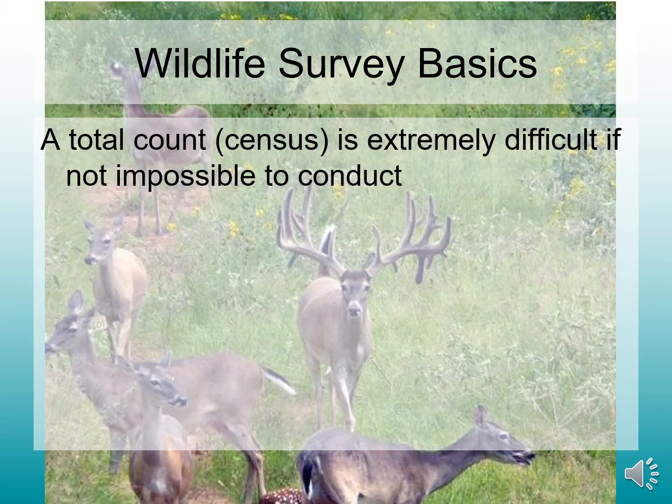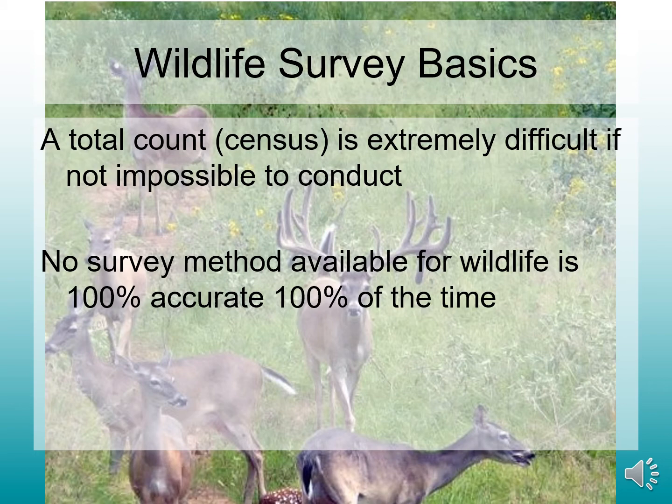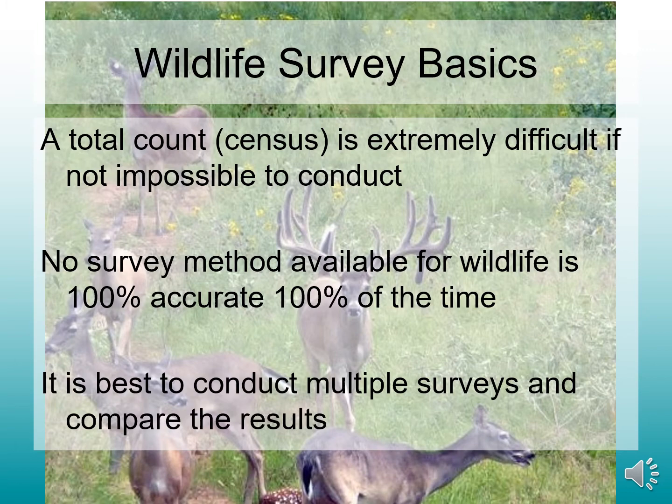A total count or census is extremely difficult, if not impossible, to conduct for most wildlife species. Things like white-tailed deer or grassland birds will be moving around quite a bit, and we won't be able to tell every total individual. So we have to use surveys to get an idea of the population, but we'll never know the exact number of animals. Furthermore, no survey method available for wildlife is 100% accurate 100% of the time. So it is best to conduct multiple surveys and compare the results.